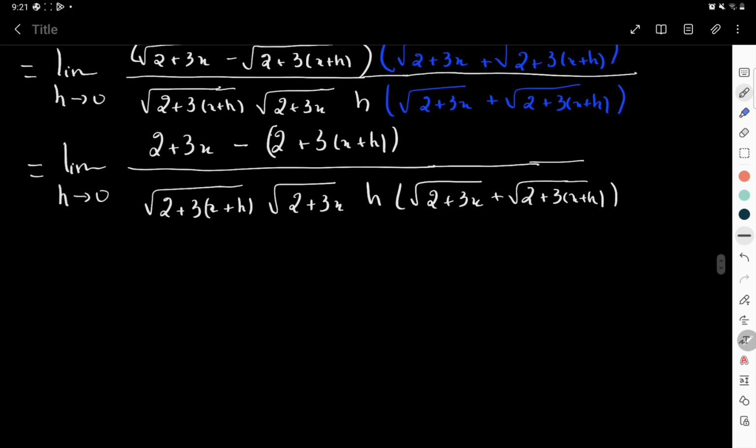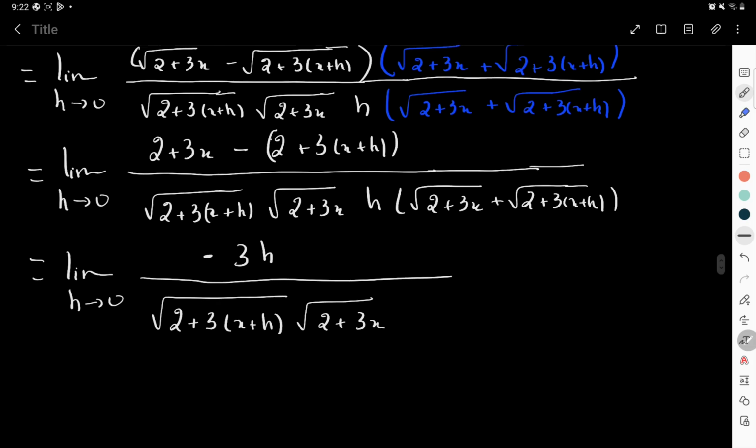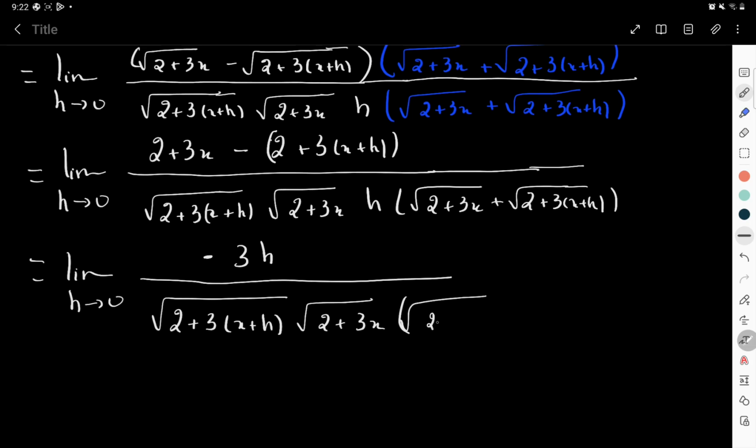Great. Now, oh god. Okay, this is the limit as h goes to 0. Let us look at the top. The 2 will cancel out. 2 minus 2. And then 3x will cancel out with 3x. So what we are left with is just minus 3h. Right? Just expand that thing, and you'll get minus 3h. This is 2 square root of 2 plus 3x, square root of 2 plus 3x.